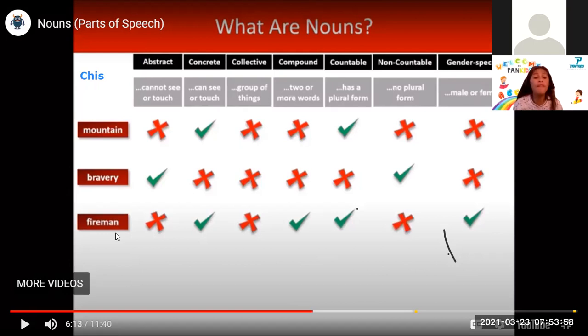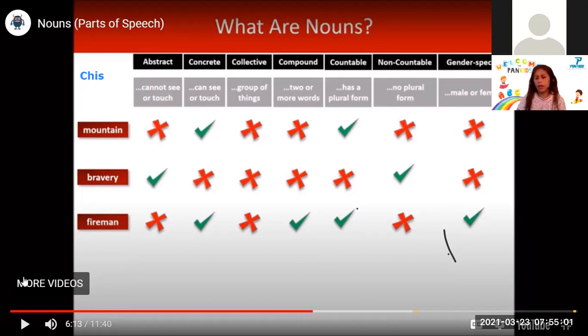Okay, again, it's a common noun. A fireman is a common noun. Look, it's letter F, small letter. Is it abstract? It's not abstract because it is concrete. You can see the fireman because it is a person. Is it collective? No. It's only one person or two persons. Compound? Yes. Fireman. Two words. It's compound. Is it countable? Yes. Because there is one, there are two, there are three. Fireman or firemen. You can count. How many firemen, teacher? Many. There are 100 firemen. So you can count.